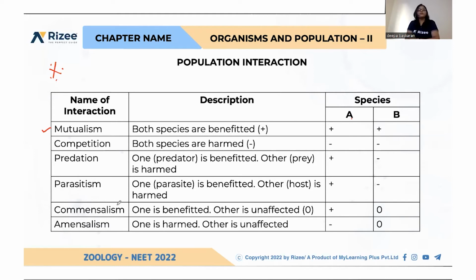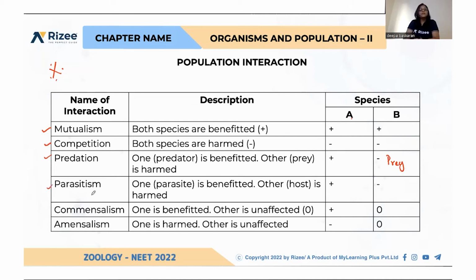Next is competition. Here, both the species are harmed because for one kind of common resource, they both are fighting. So both will be affected. Both the populations will be affected. And third is predation. So predation, again, you know, prey will be killed. So predator will be benefited and prey will be killed. So predator here, population A, and prey, will be affected and predator will be benefited.